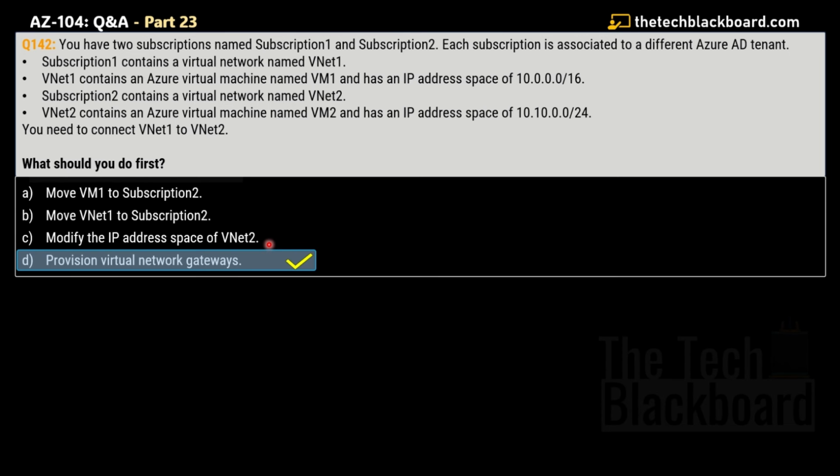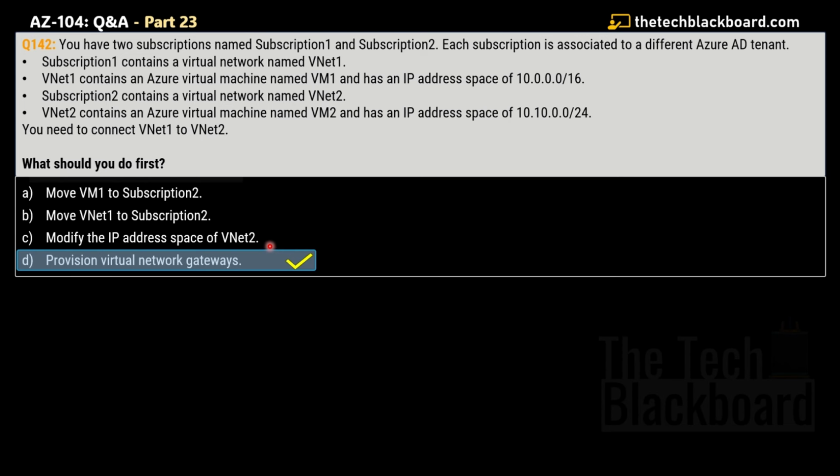So simply moving the virtual network 1 to the subscription 2 is not required, but you may need to create a peering connection between the virtual networks after the VPN connection is established to enable the communication between the virtual machines. And I really understand this is a little bit more of theory, but please understand these concepts are really important when you're doing any kind of virtual network.